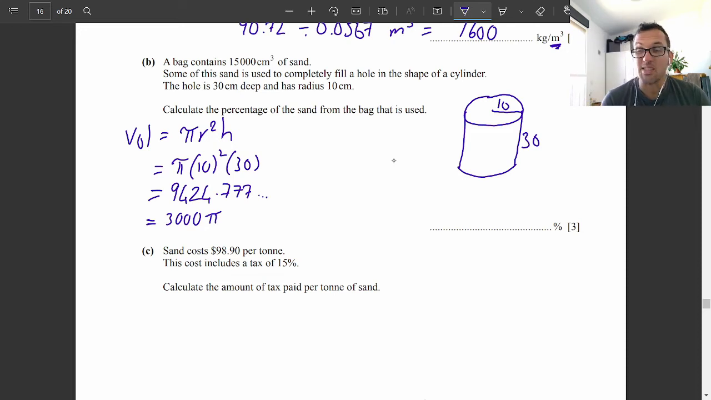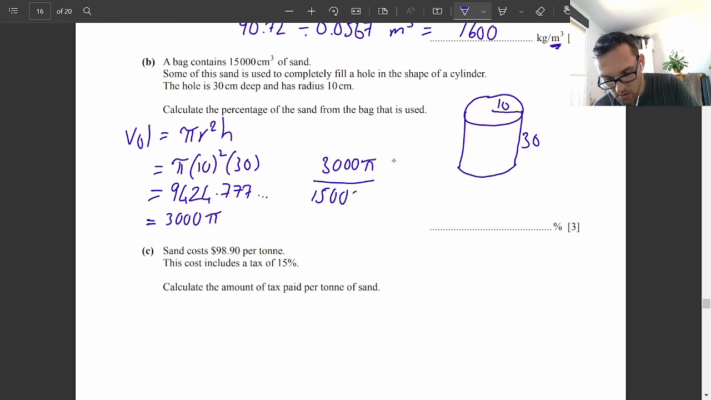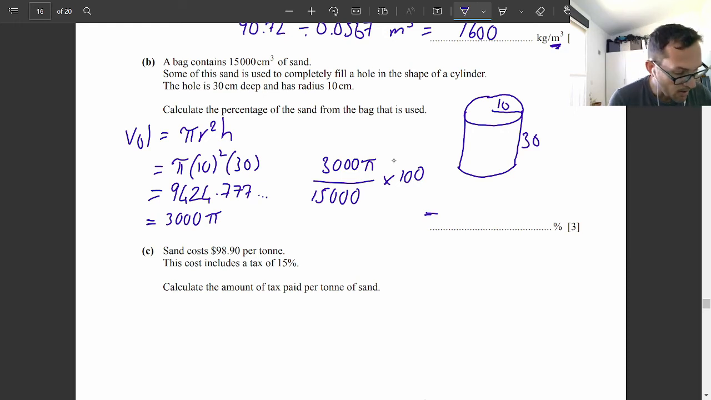Okay, calculate the percentage of the sand used from the bag. So we need to take the amount of sand that's in the hole divided by how much sand there is in total. And because it's a percentage, we times it by 100. Okay.